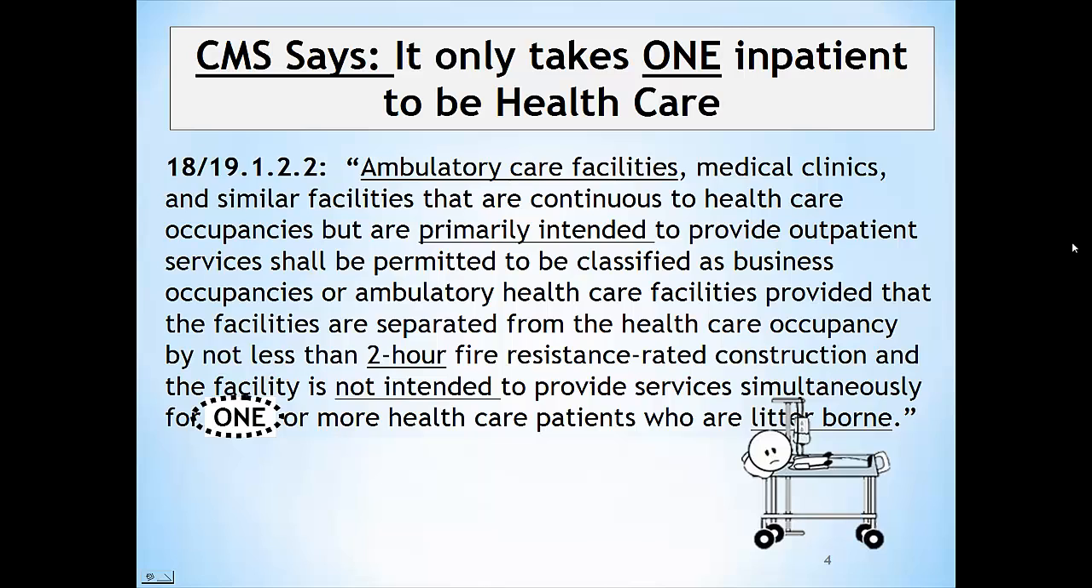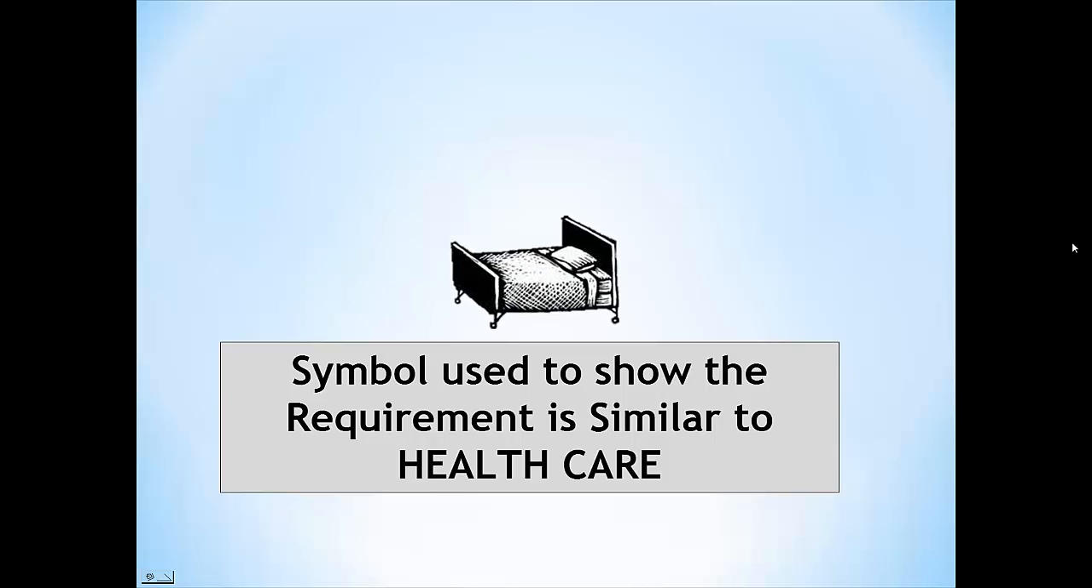Keep in mind, CMS is an AHJ, and they make up the rules. They've adopted the Life Safety Code, but they don't have to adopt the whole thing. They can adopt it and make changes and revisions and say, here's what you have to follow, and you have to follow their rules if you accept CMS's money. This is one of the rules they have that is different from the Life Safety Code. In these other occupancies, there are many requirements that are the same as in healthcare. So throughout this presentation, I have a little icon of a bed so you can say, that's the same as healthcare, and you don't have to remember it.